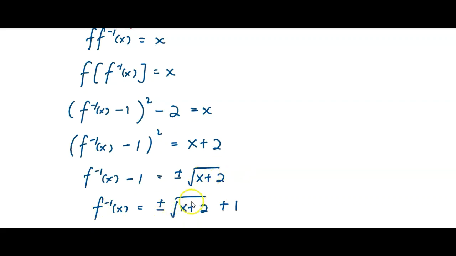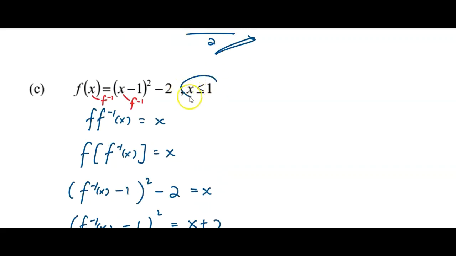You can always check whether you want to choose the positive or negative one by referring to the domain of f. The domain of f is equal to the range of f inverse. From here you know that the domain of f and the range of f inverse is actually -infinity up to 1. From -infinity up to 1.